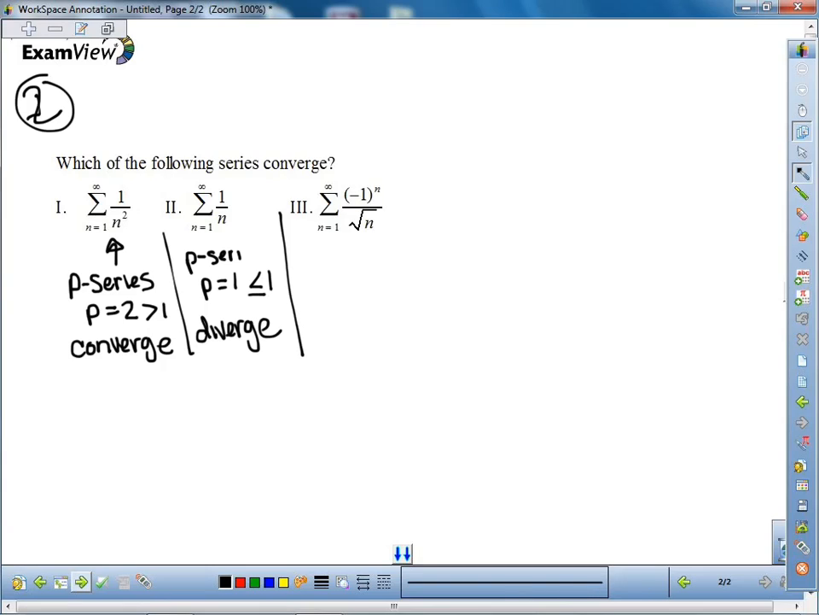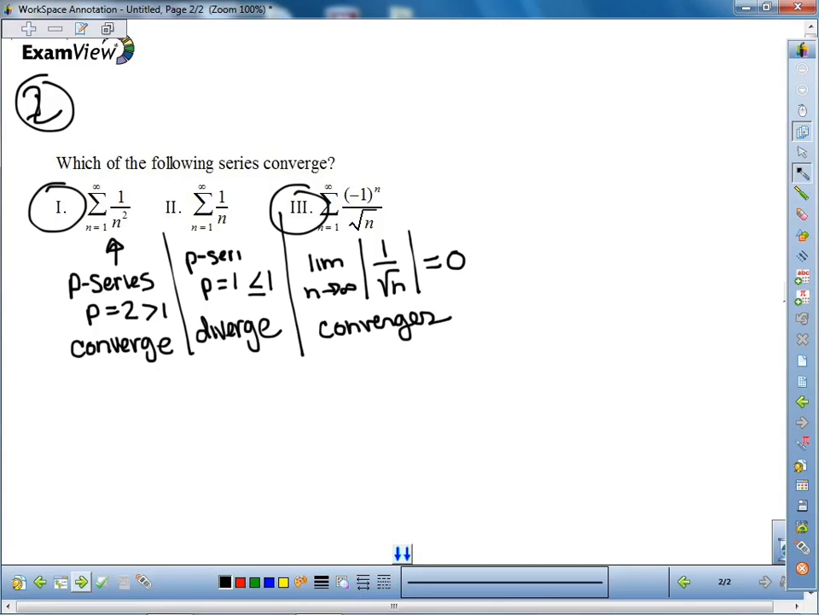For 3, it's an alternating series. And notice that the limit as n goes to infinity of 1 over the square root of n is going to be 0. So hence, by the alternating series test, this converges. So which ones converge? 1 and 3.